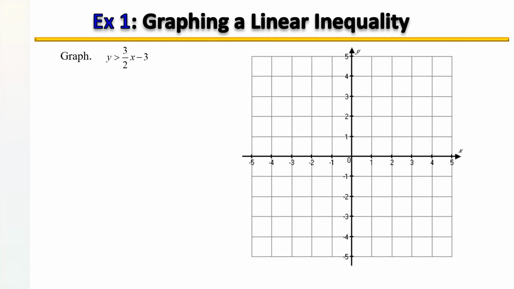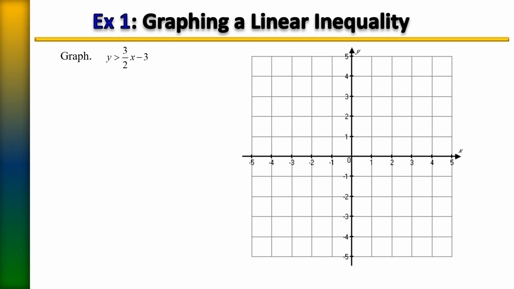In this example, we're asked to graph this linear inequality, and as you can see, it is in slope-intercept form. When it's in this form, we can easily determine what region we're going to shade. Recall, when it's greater than, that means you're going to shade upper. But before we begin that, we need to first sketch our line. So let's go ahead and graph this line.